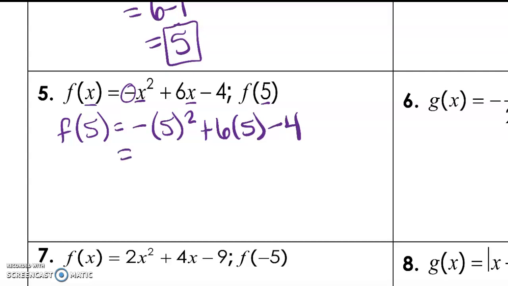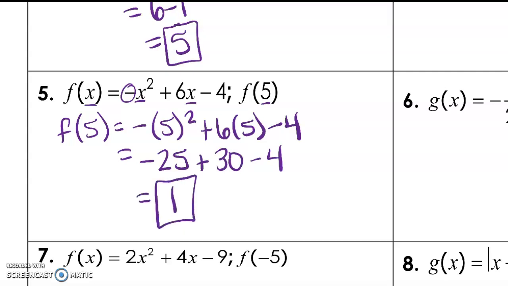So 5 squared is 25, and then you put the negative with it. So negative 25 plus 30 minus 4. We end up with 1 for our final answer.